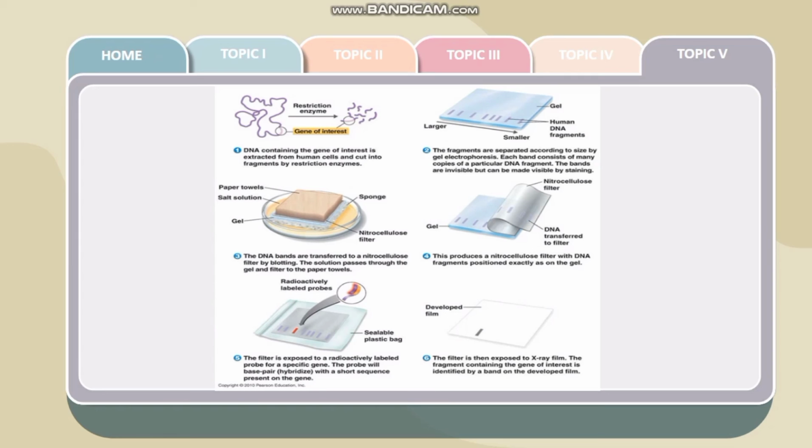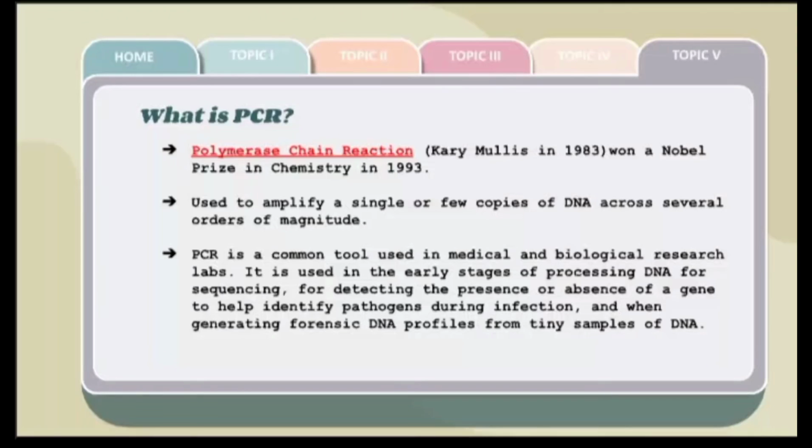Second, run the digest on an agarose gel. Third, denature the DNA. Fourth, transfer the denatured DNA to the membrane. Fifth, probe the membrane with labeled ssDNA. This is also known as hybridization. Lastly, visualize your radioactively labeled target sequence.